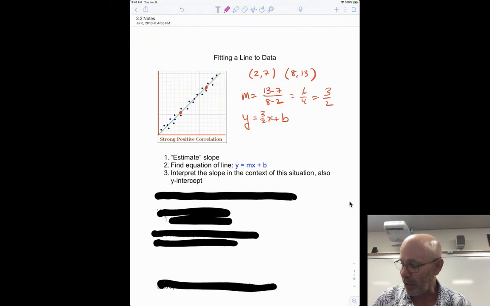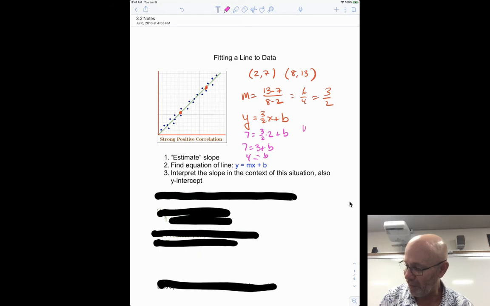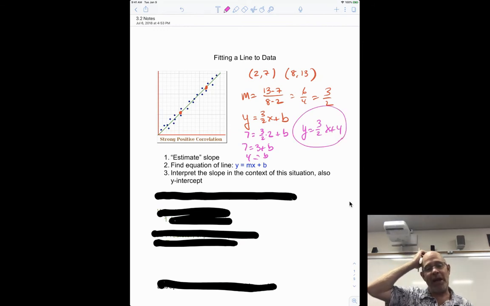Then you pick one of those points and find b. So I'm going to put in the point (2, 7). So 7 equals 3/2 times 2 plus b. 7 equals 3 plus b. So b is 4. So I got this nice little graph. y equals 3/2 x plus 4. So that's what you would have done in Algebra 1. We're not going to do that. You might have to do that one homework problem just to practice it.